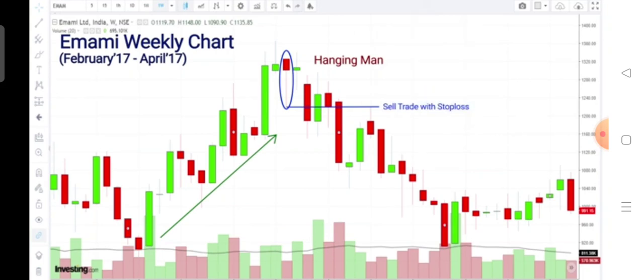And see, 2 weeks later, when there was a breach of this low, how smoothly the Emami stock fell. It fell from a level of 1200 odd to a level of 900 odd. So that was almost a 25% correction. This was a great example of the hanging man pattern in the weekly chart.